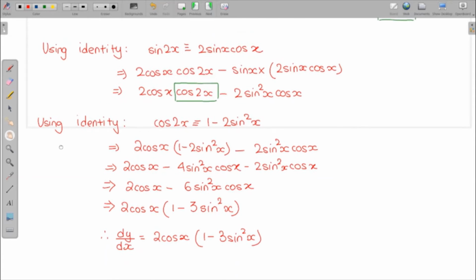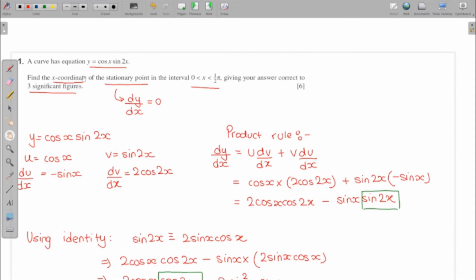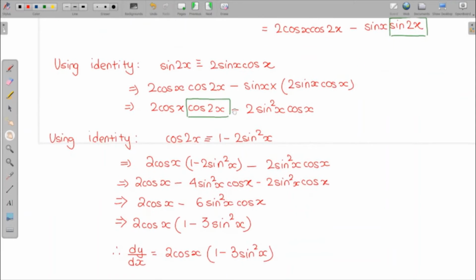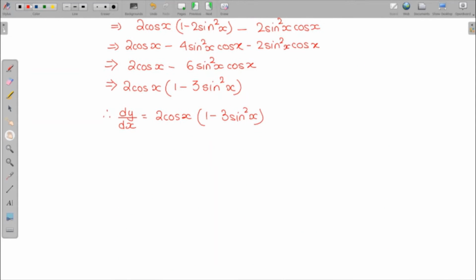So we had to find out the x coordinate of the stationary point. So next step, at the stationary point dy by dx will be equal to 0. So we can now equate the expression for the first derivative to 0. So 2 cos x bracket 1 minus 3 sine square x will be equal to 0.